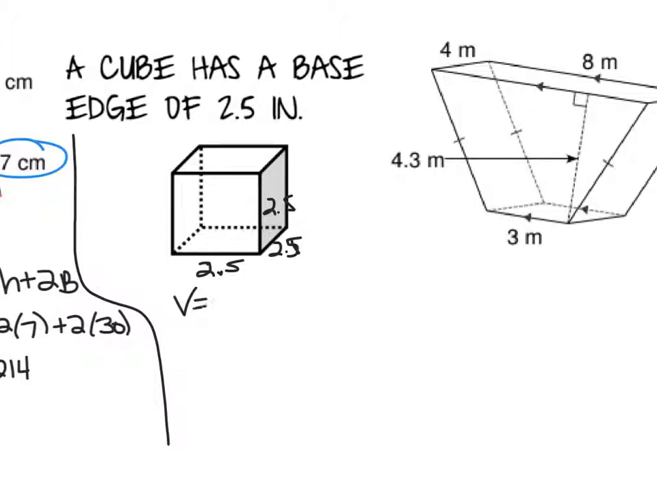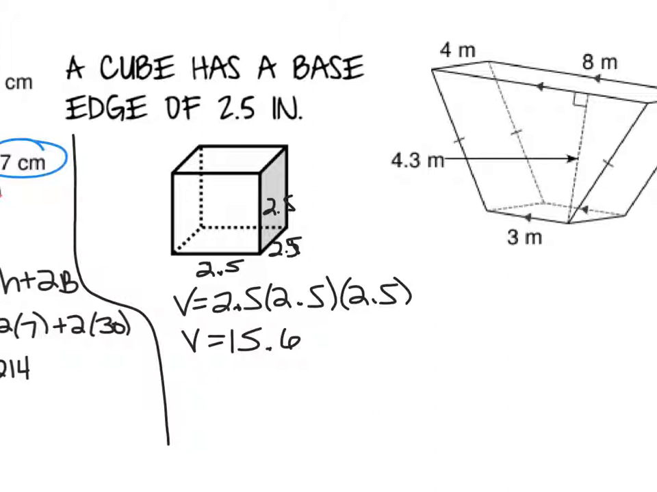The volume is length times width times height, which is 2.5 cubed, or written out 2.5 times 2.5 times 2.5. So my volume is approximately 15.6. It's actually 15.625. There's a longer way you could do it, but that's how I would do it.